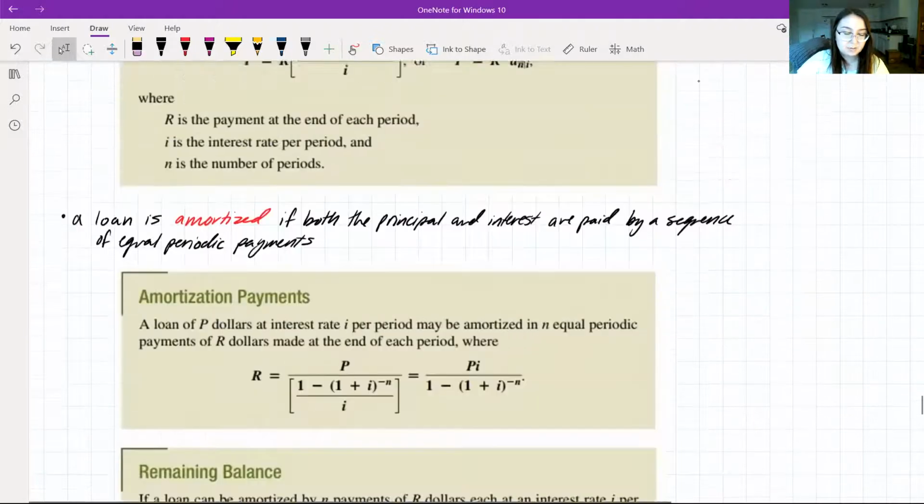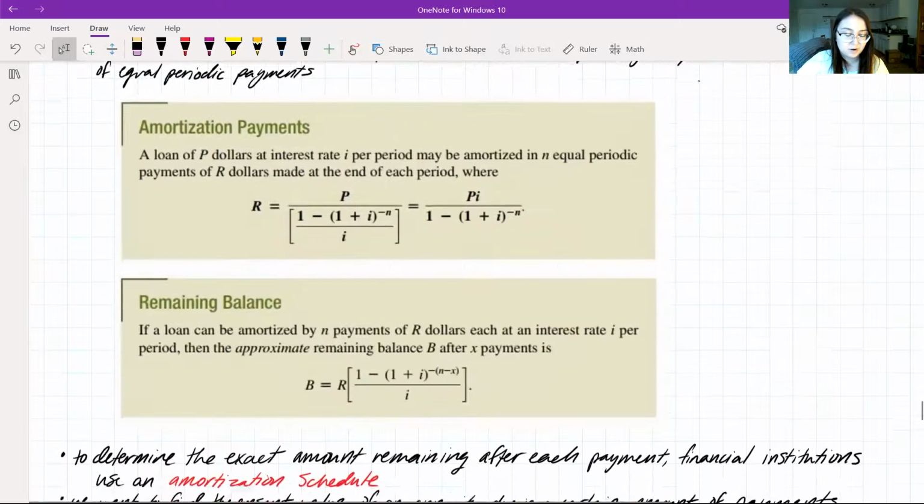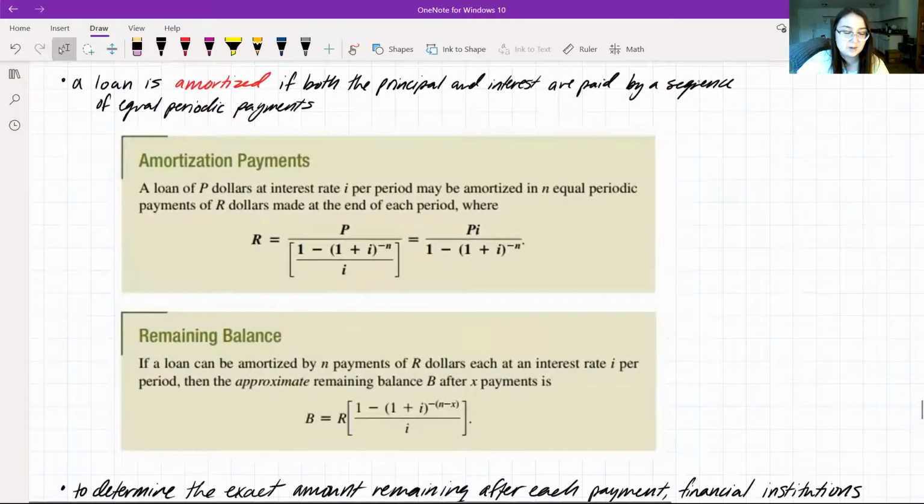Where we had this equation, we're just solving for R, and we get that R is going to equal our final equation, which is P times I divided by 1 minus (1 plus I) to the power of negative N.